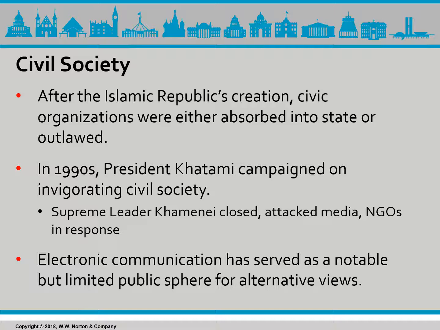Now, civil society itself, after the Islamic Republic creation, civic organizations were either absorbed into the state or they were outlawed, meaning the government took over state education and civic duties. The actual strength of civil society in Iran has been inversely proportionate to the strength of the state. In the 1990s, Khatami focused on nurturing civil society. However, Supreme Leader Khamenei fought against this policy, passing laws that worked to repress civil society.